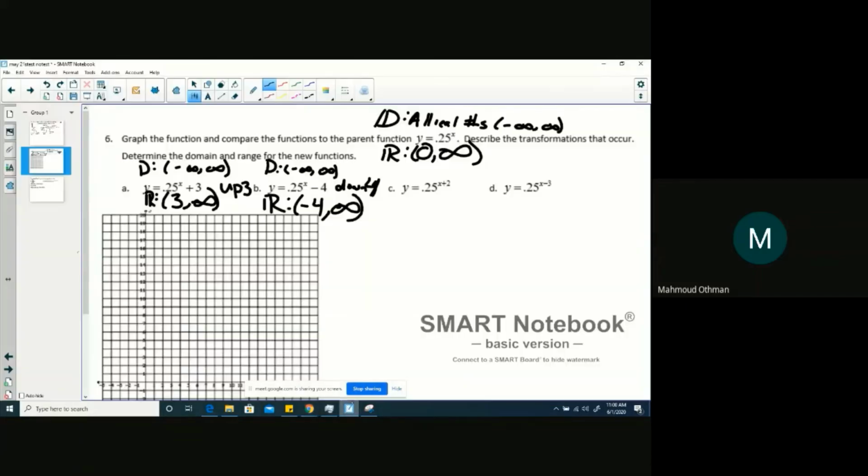So our domain for this one is going to be all real numbers, from negative infinity to infinity, as with this one. My range would be from 0 to infinity. Same thing for this one, from 0 to infinity. And this one is to the left 2. This one is to the right 3.